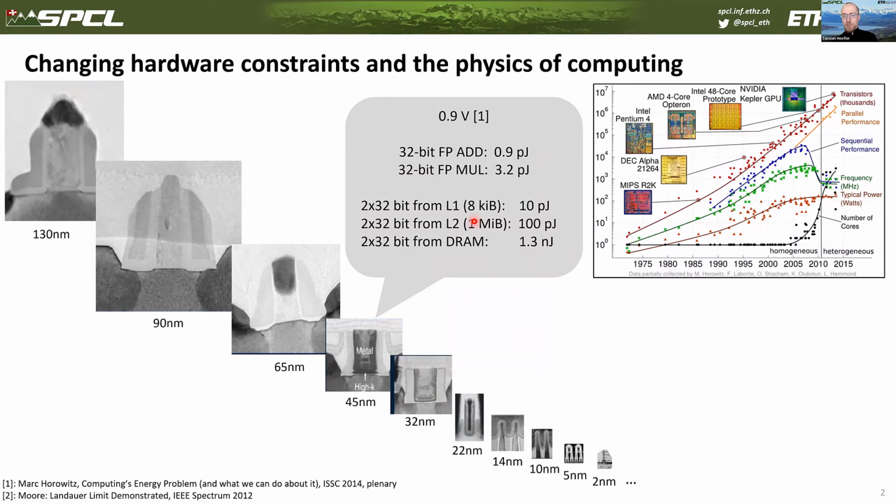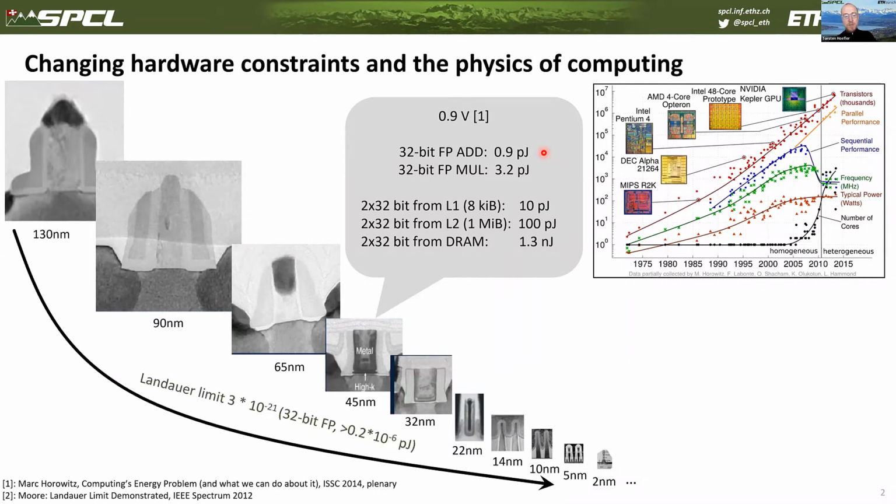Loading the 2 operands for this operation from a level 1 cache of 8 kilobyte size takes 10 picojoules, so an order of magnitude more in data movement than the addition actually takes. Furthermore, if you're going to larger caches, like 1 megabyte, it's 100 picojoules, another order of magnitude. If we go off chip, we immediately gain another order of magnitude. So 3 orders of magnitude difference between moving the data from DRAM versus processing it. And now the question is, what does this mean? Is this getting worse or better over time?